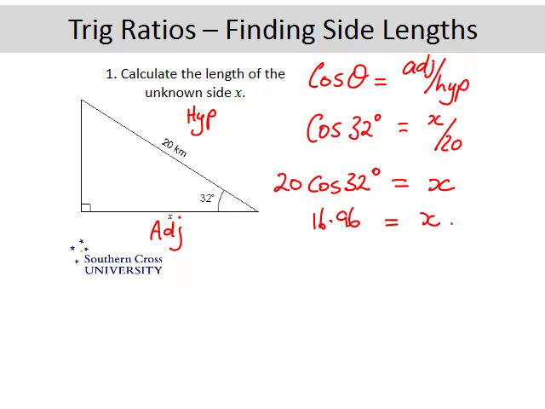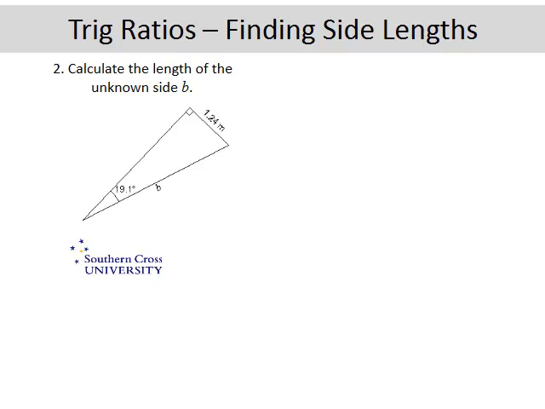The other thing we need to check for is the reasonableness of the answer. The hypotenuse was 20, this side must be shorter. We haven't put units in, so our answer is 16.96 kilometres. Okay, we'll go on to the next question.